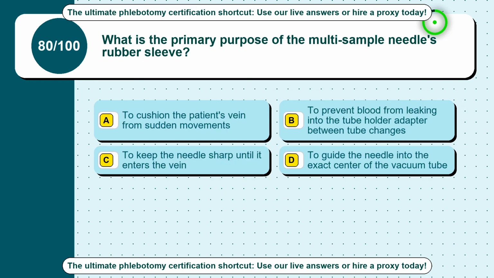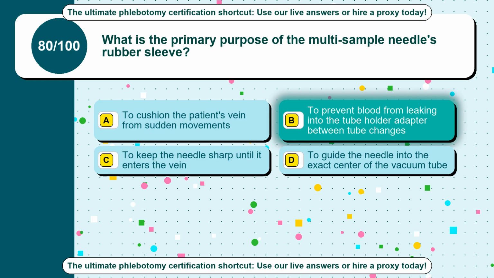Question 80. What is the primary purpose of the multisample needle's rubber sleeve? Option A, to cushion the patient's vein from sudden movements. Option B, to prevent blood from leaking into the tube holder adapter between tube changes. Option C, to keep the needle sharp until it enters the vein. Option D, to guide the needle into the exact center of the vacuum tube.